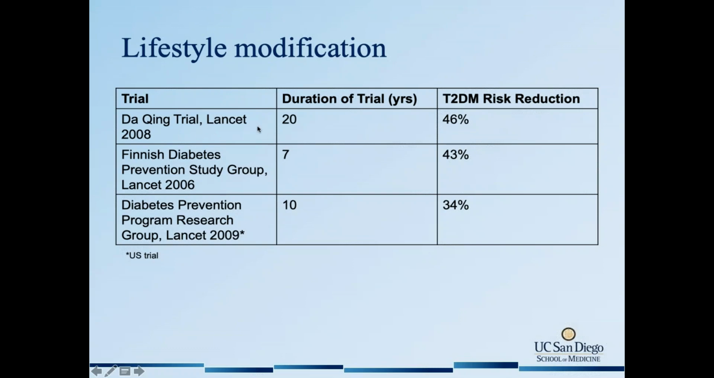There was also a Chinese trial, which was published in 2008, which had a 20-year duration, and again, they did lifestyle modification and saw a 46% reduction in type 2 diabetes. And the last trial was the one published here in the United States that looked at not only lifestyle modification, but a 7% weight loss, as well as activity level of at least 30 minutes a day. And this study followed patients for 10 years, and they saw a 34% reduction in the development of type 2 diabetes.